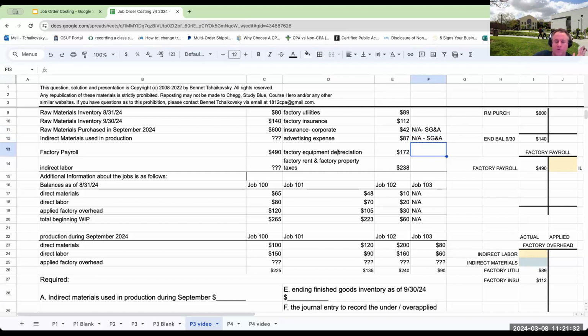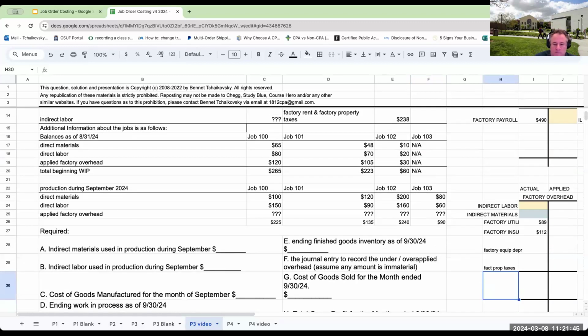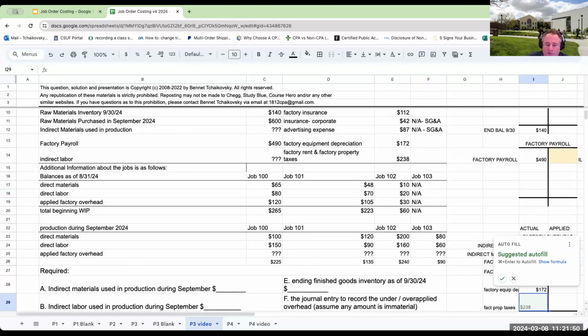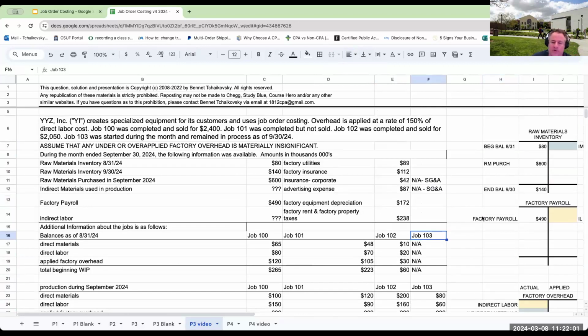Okay, so factory equipment depreciation, factory rent, and factory property taxes, right? These are both going to be product costs, and they are both part of our actual factory overhead. So these were our actual factory overhead costs. Okay. So all we're doing so far, we're not making any computations just yet. We're going through and putting things into their proper place.